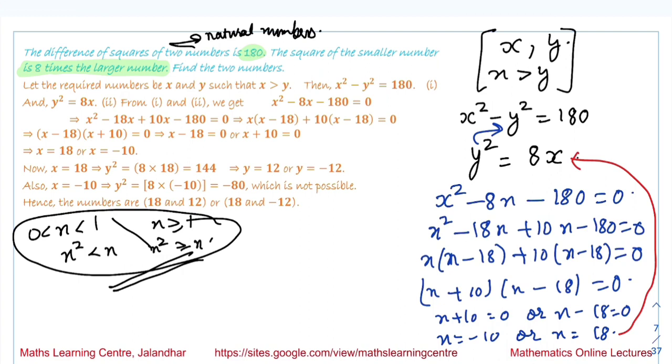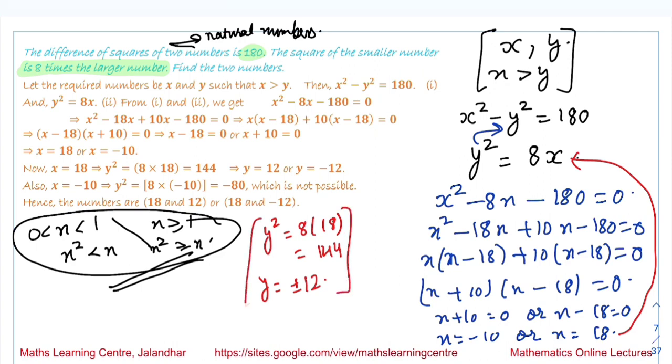We are saying y square is equal to 8 into 18, that is equal to 144. So the value of y we have is plus minus 12. If we substitute x = -10 in this equation, what we will get is y square = -80, and this is not possible. This is not possible.